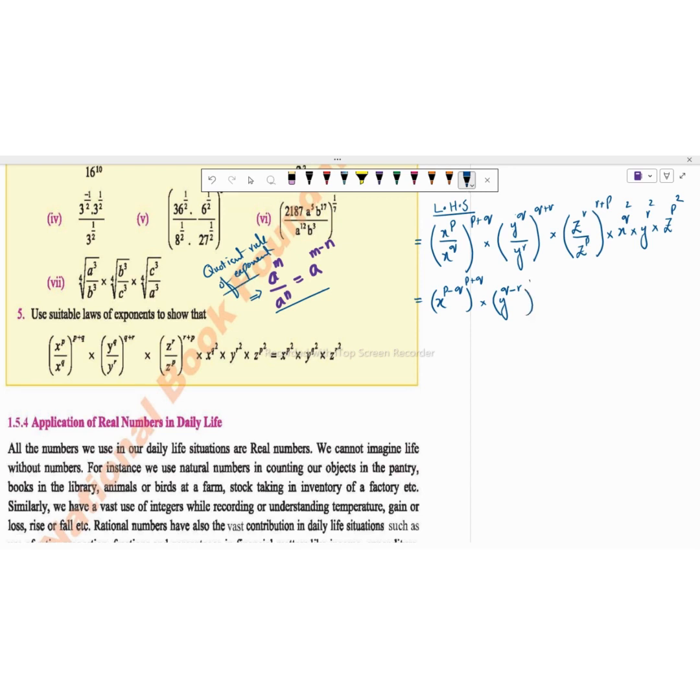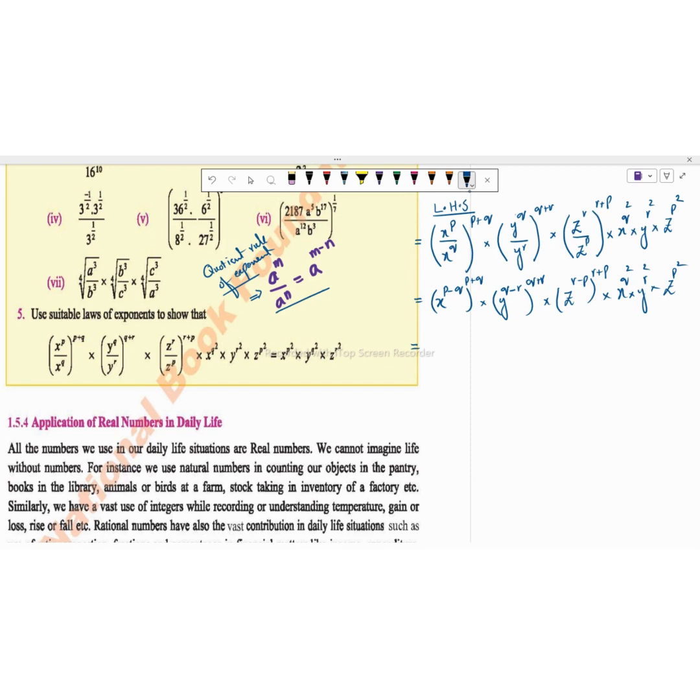Then the same thing I will do here: z^((r-p)(r+p)) into x^(q²) y^(r²) into z^(p²). Okay, I hope that is clear to you.